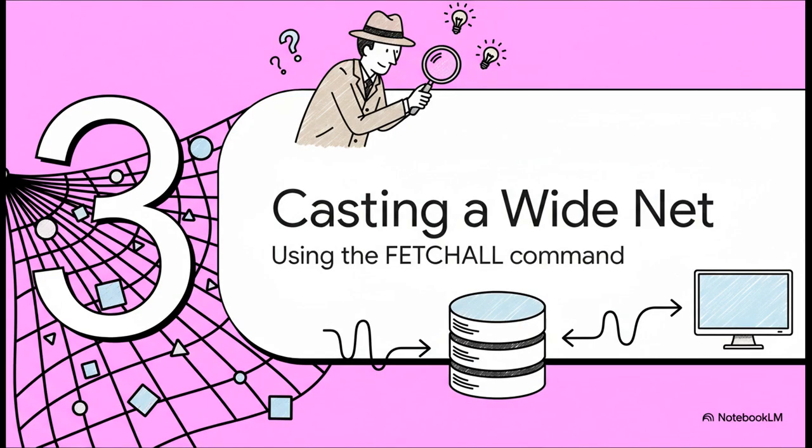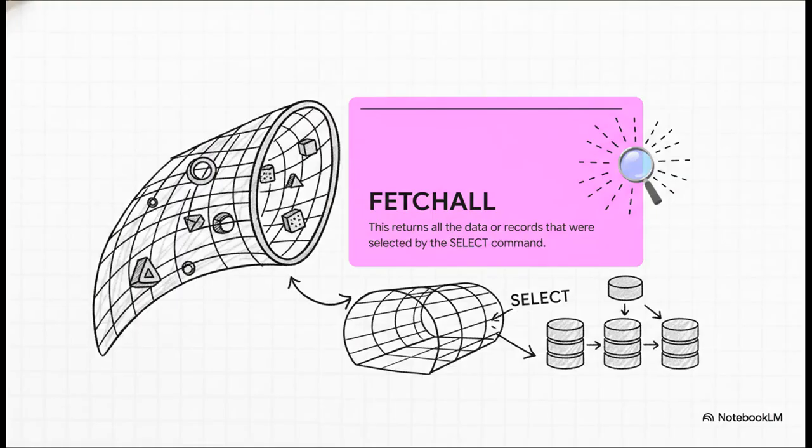All right, detective, you ready? Let's learn our first real investigative technique. Sometimes you don't have a specific suspect in mind. You just need to gather a bunch of evidence. You need to cast a wide net. And for that, we have a command called fetchall. And the best part about fetchall is that it's super straightforward. It does exactly what it says on the tin. After you use SQL to tell it what to select, fetchall goes and fetches all of the records that match. It's like your digital dragnet.